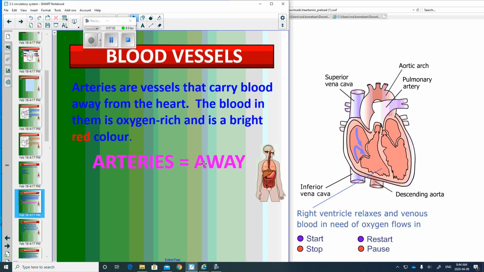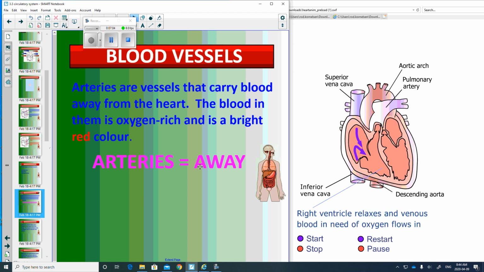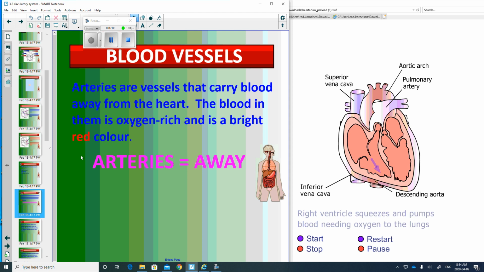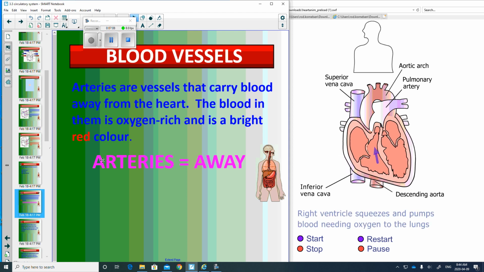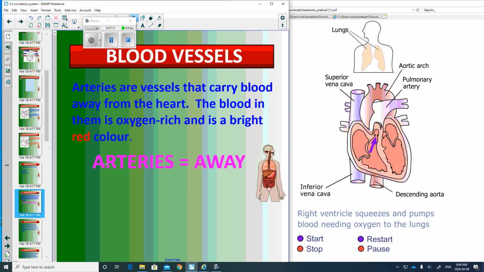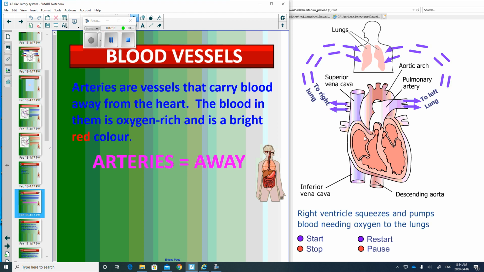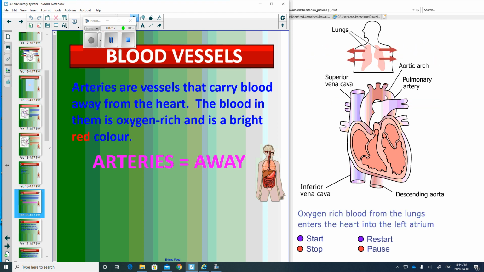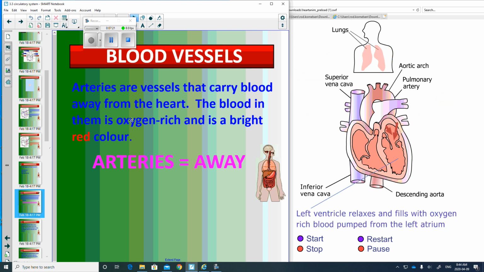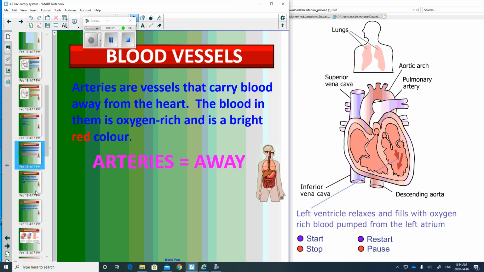Remember the 2 A's go together. Arteries go away from the heart. That is always true. And in the case of the aorta, the arteries branching off of the aorta are oxygen rich and bright red in color.